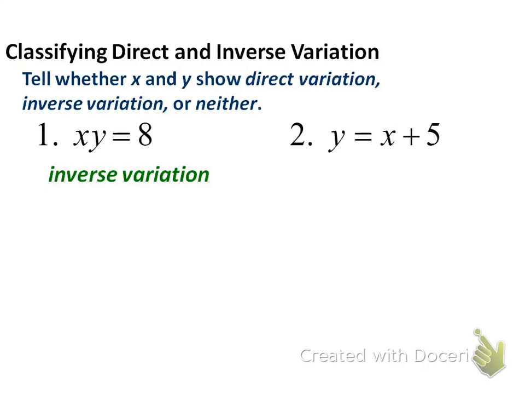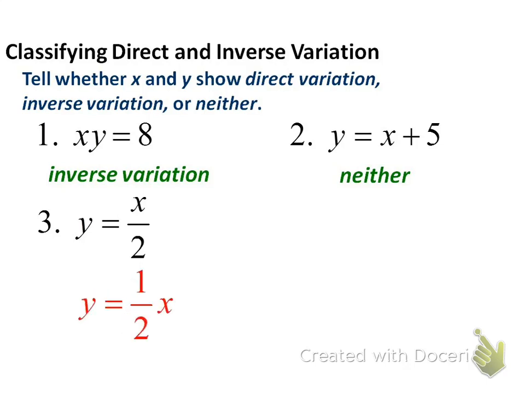All right, here's number 2. So the y is by itself, and then we have an x plus a constant. Neither. That's nothing. That's just slope-intercept form. Here's number 3. So the y is by itself, and then x is being divided by some constant. If you want to also write it like this, that might help. It's direct.